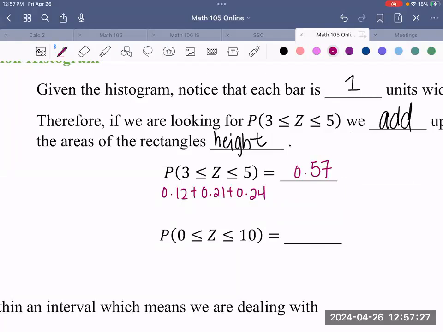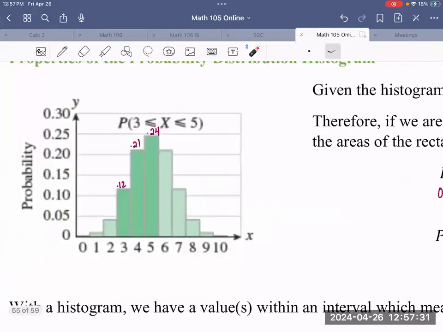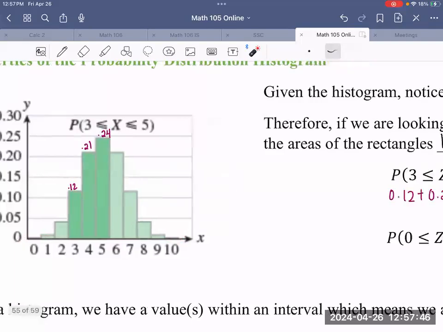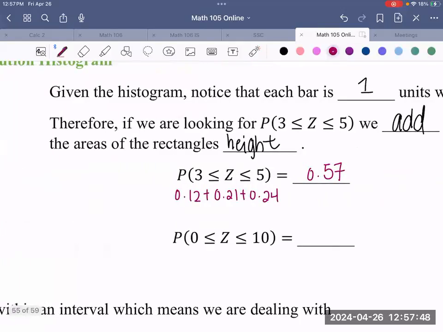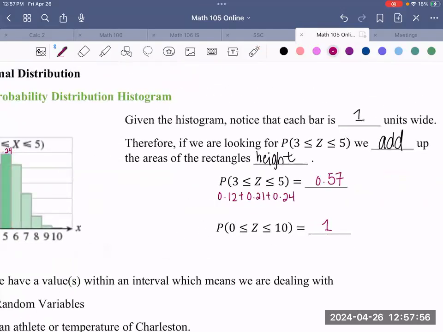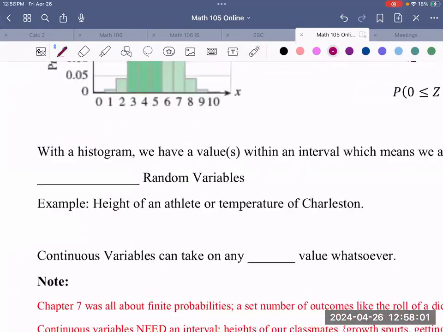Now, if we added up all of these values, though, again, our values in this case didn't tell us too much for context, so we can assume that it stops after 10 and it starts at 0. So if we were to add up all of these probabilities, wink, wink, what do they all total to? Well, if we added them all up, we would have a total of 1 or 100%. Now, with the histogram, we have values within an interval, which means that we're going to be dealing with a continuous random variable.